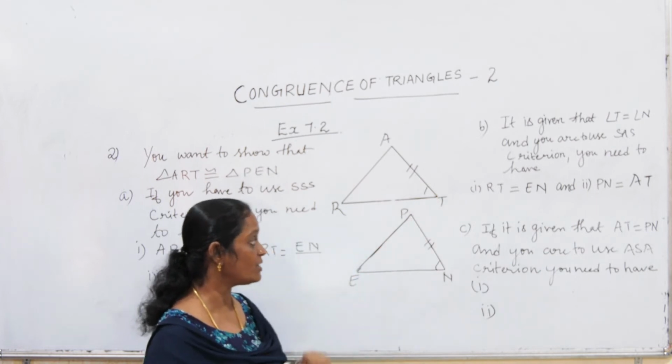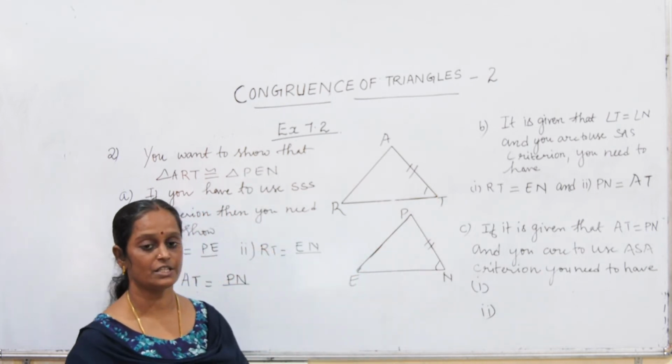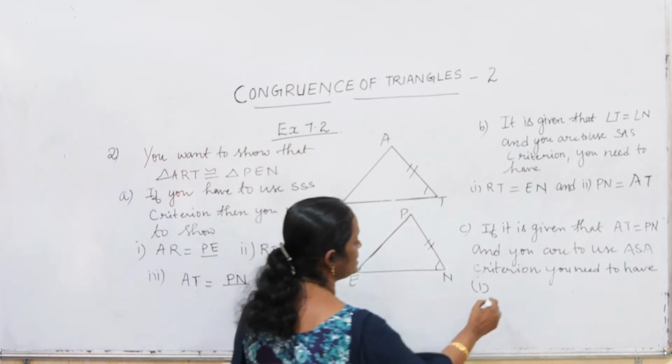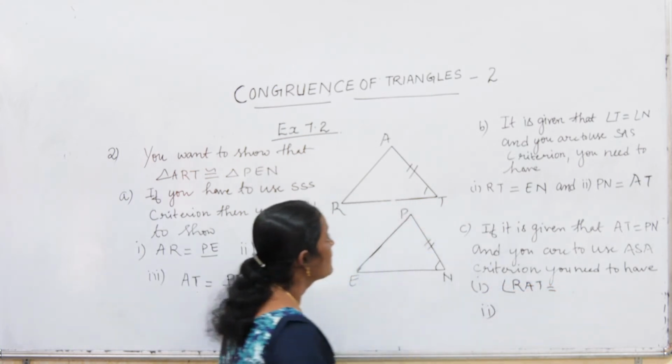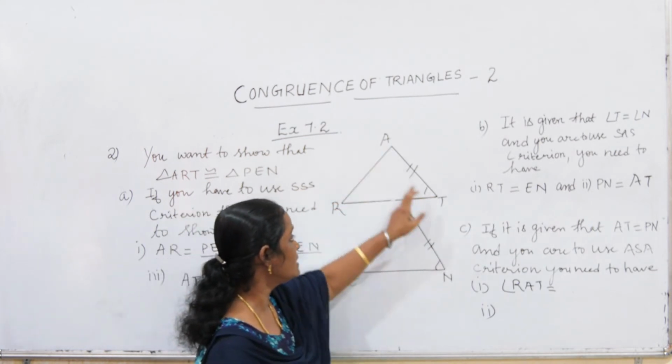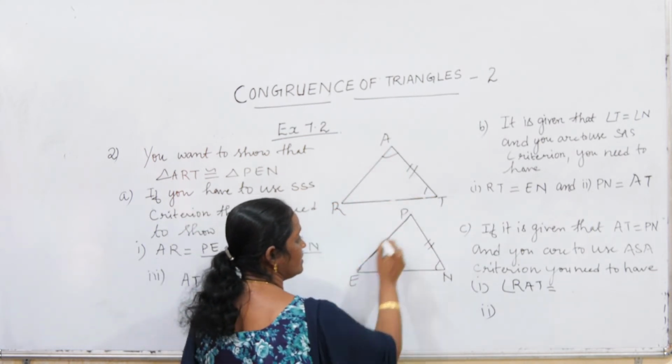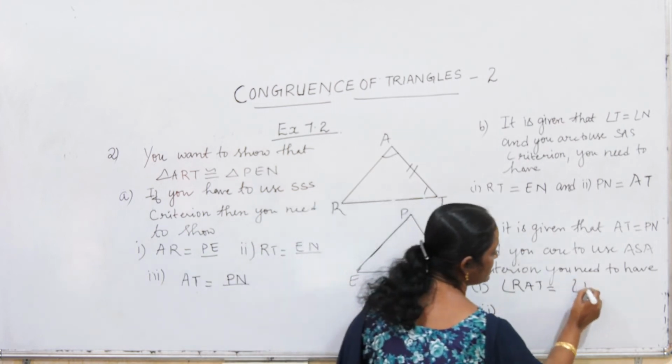So these two angles should be equal. That is angle RAT. Angle RAT should be equal to angle EPN.